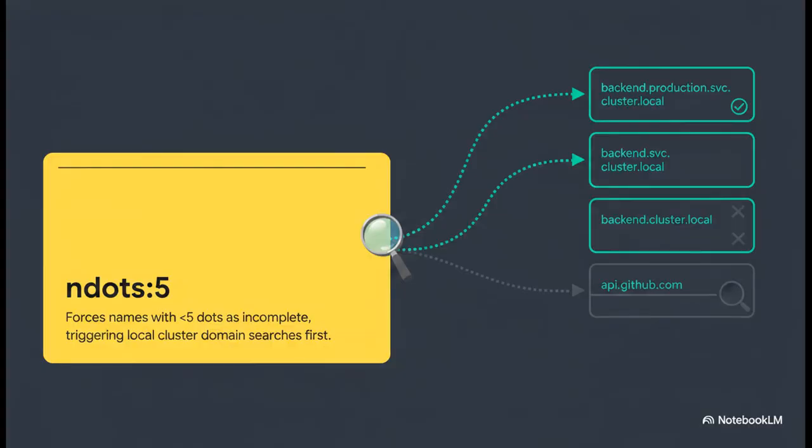Right, so let's break that setting down. ndots 5 is a DNS threshold. Basically, it forces the system to treat literally any queried name that has fewer than 5 dots as an incomplete name. And because the system assumes it's incomplete, it triggers the sequential fallback, where it appends your local cluster domains first, way before it ever tries to reach out to the public internet.